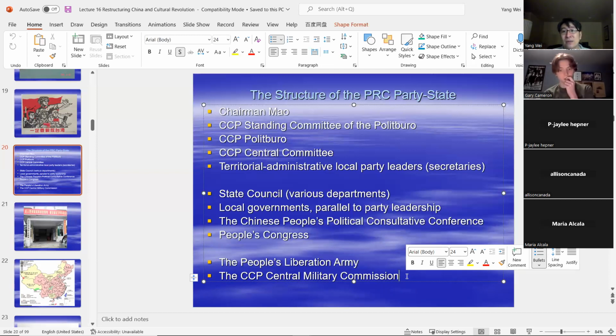When Mao was there, Mao was always the chair of the military commission. Mao was always the chairman of the party, and most of the time Mao was the president of China. But of all these three positions, the most important for Mao was the military commission chair. This is because Mao had a saying: "枪杆子里面出政权," governance comes from the barrel of a gun. Whoever has a gun has the say, has the power.